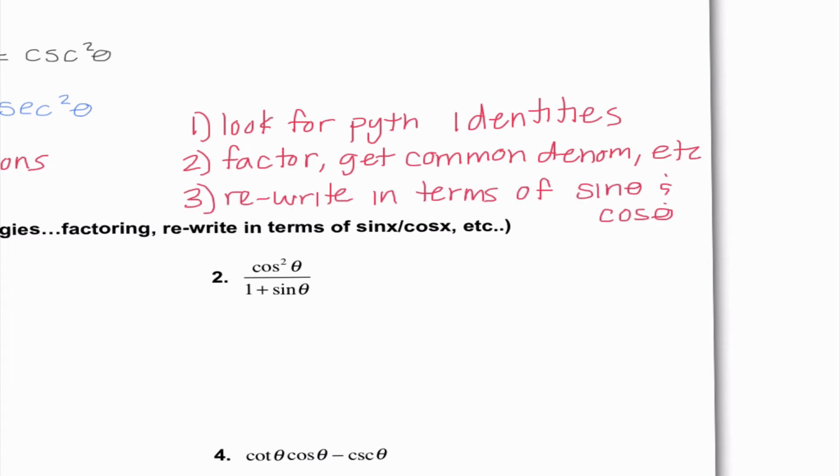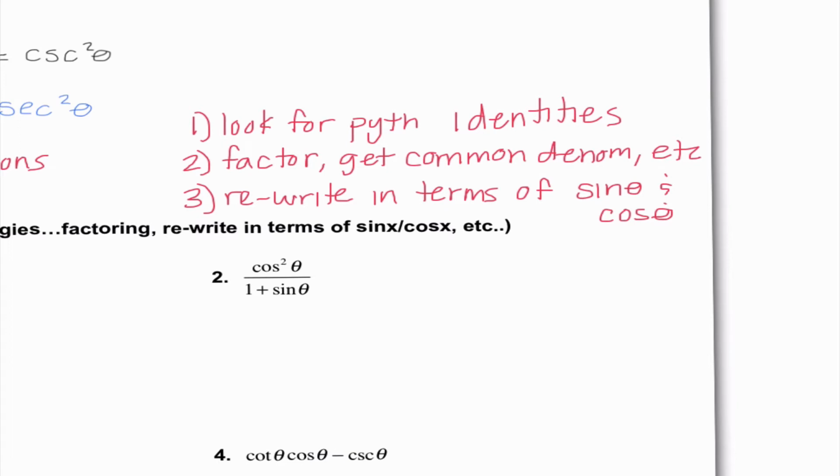When all else fails, the final thing I do is try and rewrite everything in terms of sine and cosine. The reason why we do this is because all 6 of our trig functions can be written in terms of those 2 values. And that's going to help us be able to simplify and make it into a single term.